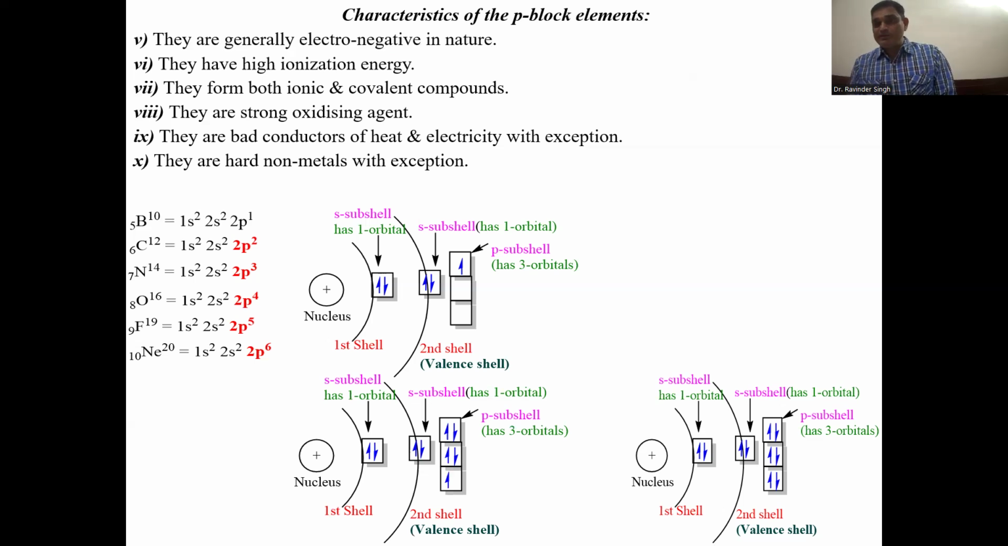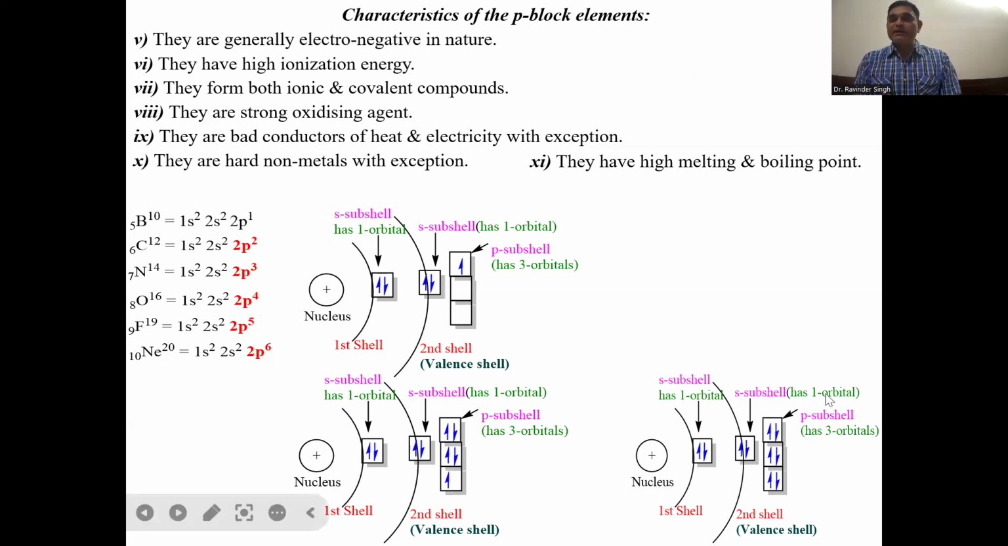Bromine is a non-metal liquid. They have high melting and boiling points. These p block elements have high melting and boiling points.